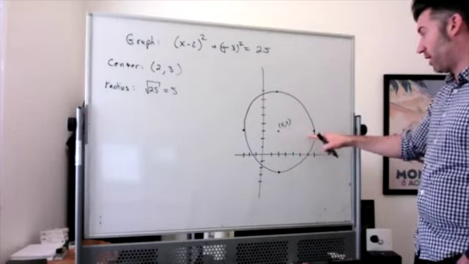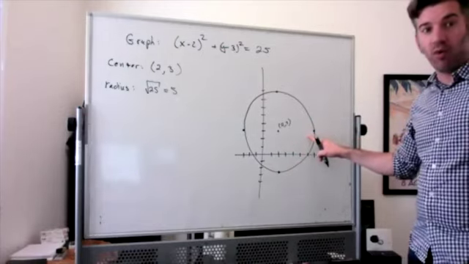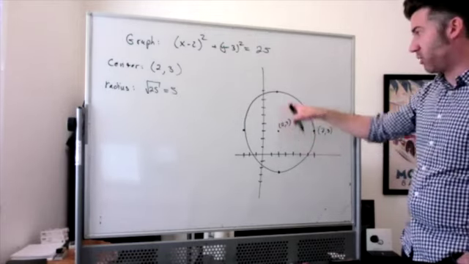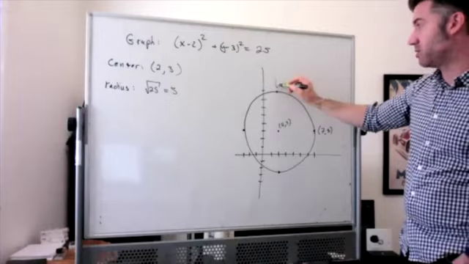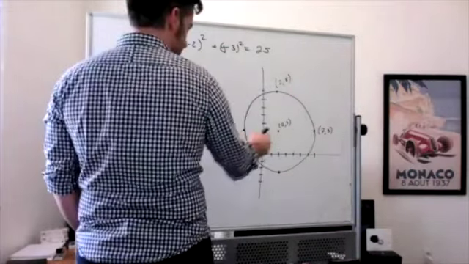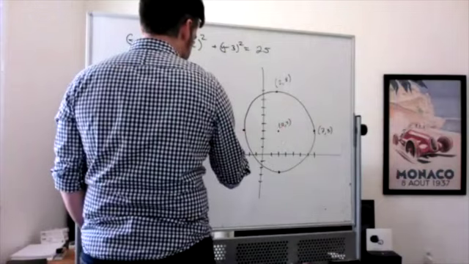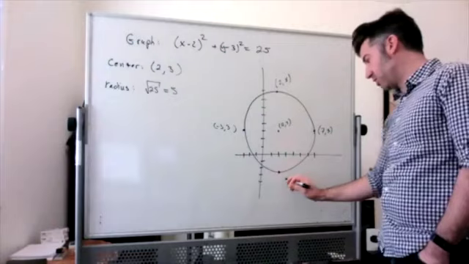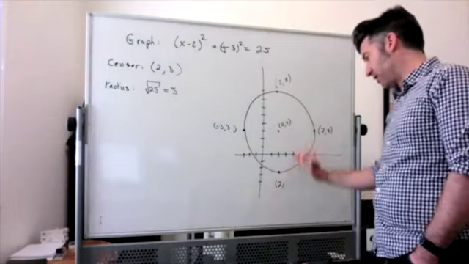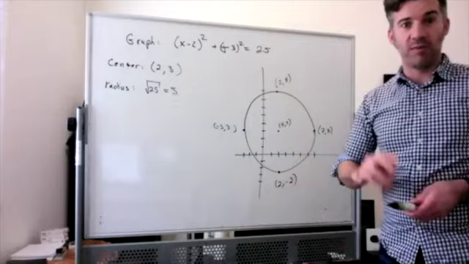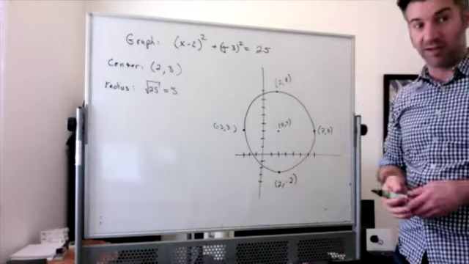So this point to the right is 5 more in the x direction, so this point here is 7, 3. This point is 5 more in the y direction, so it's 2, 8. This point is 5 less in the x direction, so 2 minus 5 is negative 3, 3. And this point is 5 less in the y direction, which is going to be 3 minus 5, which is negative 2. I don't need you to label those points, but if it helps you feel like you've done a better job of graphing it, that's certainly fine.